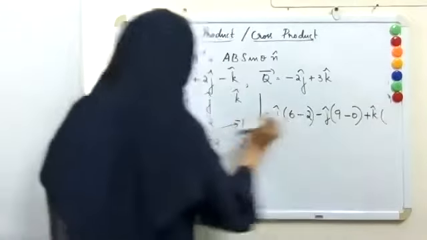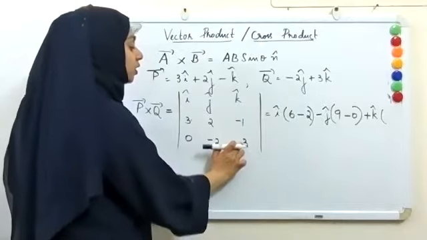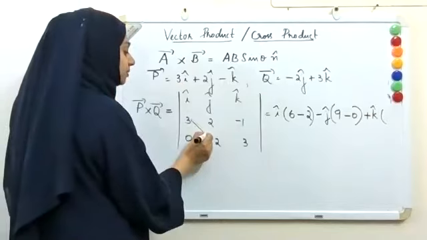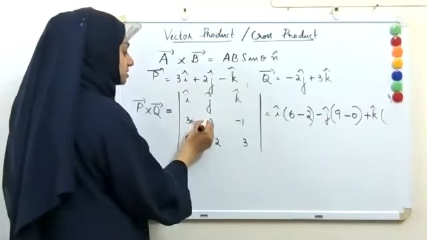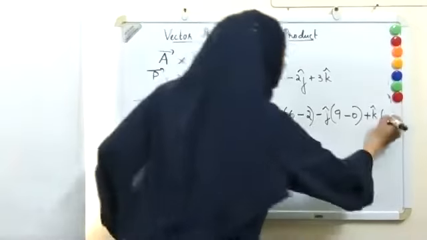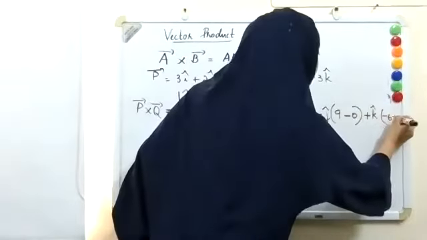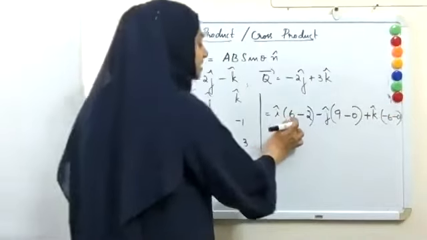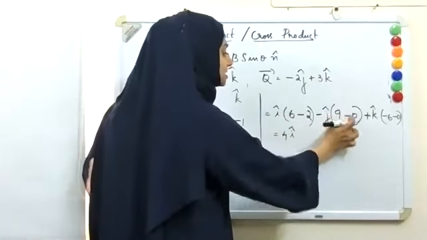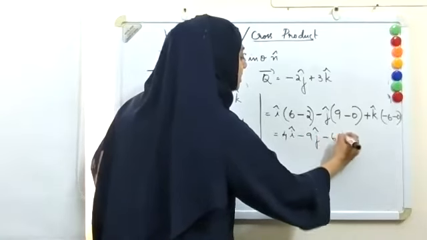Plus k cap times. Now when you are taking k cap, neglect the row and column containing k, and multiply between the remaining entries. First, 3 into minus 2 is minus 6, then 2 into 0 is 0, minus 0. So you will get here 6 minus 2, which is 4. So the result is 4i minus 9j minus 6k.